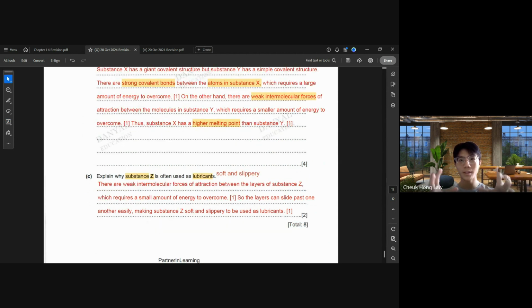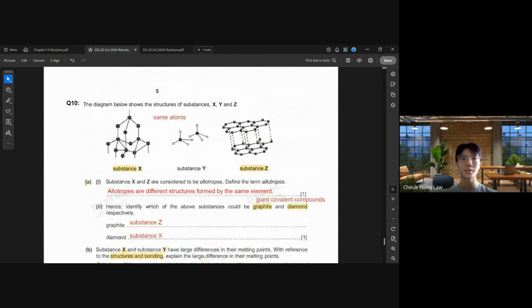Okay, so there are weak intermolecular forces of attraction between the layers of substance Z. So since it's weak, it requires a small amount of energy to overcome. Therefore the layers can slide past one another easily, making Z soft and slippery, which can be used for lubricants. Right, so that is how you do a structure and bonding question.